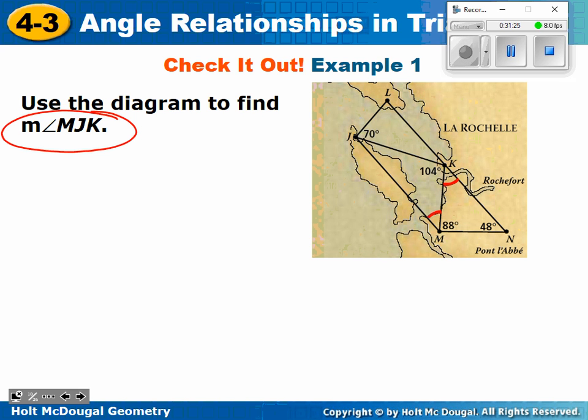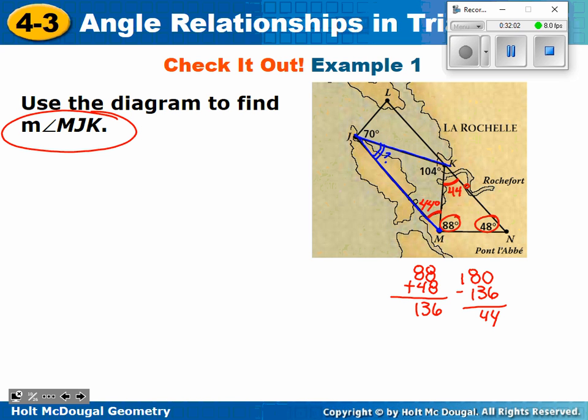But they wanted you to find MJK. So if you look up here, it's a little easier to see. M to J to K, you're supposed to be finding this angle. Okay, can you see it better there? So I noticed a lot of you took 88 and 48 and added them together. And what did you get? And then you took that 136 and subtracted it from 180. And what did you get? 44. Good. And then that was this angle right here. Agreed? And then because this arc and this arc are the same, we know that this angle is also 44.